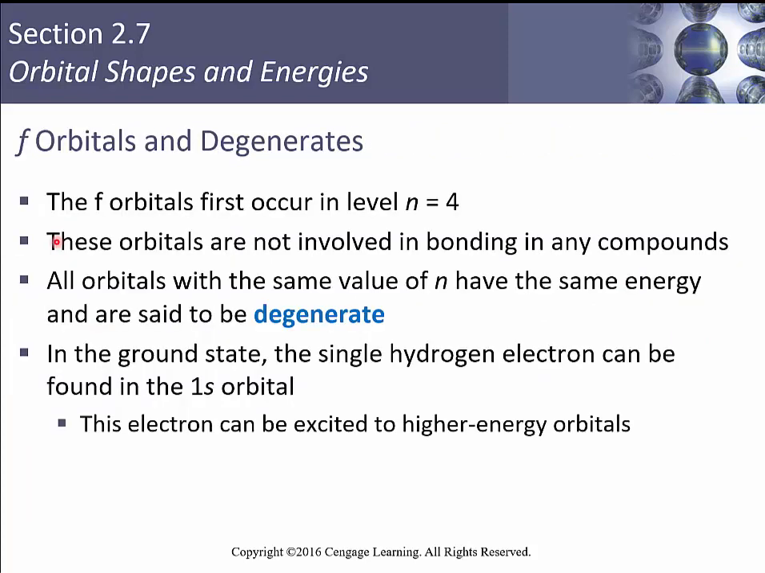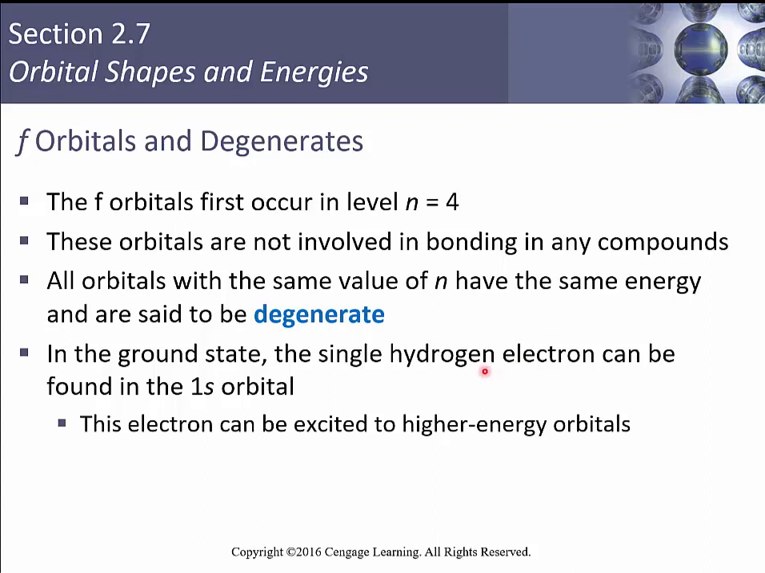F orbitals and degenerates. The first f orbitals are going to occur at n equals 4. These orbitals are not really involved in bonding with compounds. All orbitals with the same value of n have the same energy value, and they're said to be degenerate. So degenerate just means they've got the same energy.